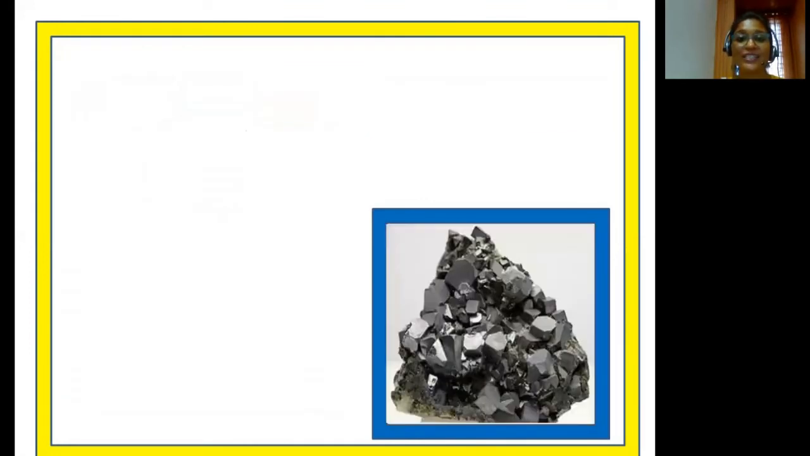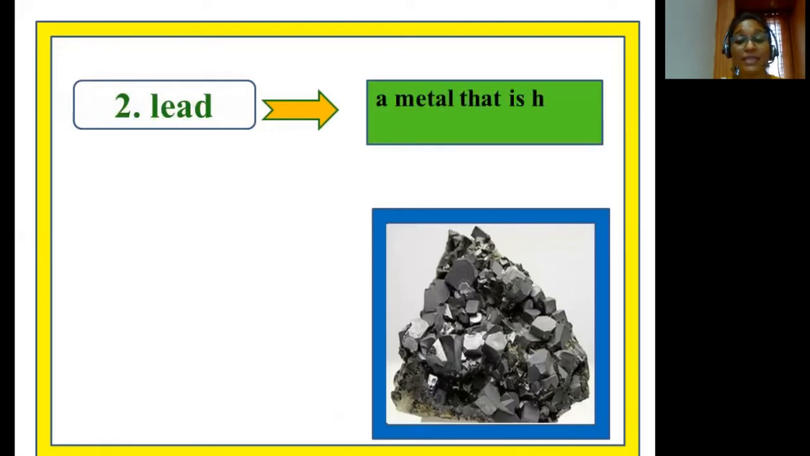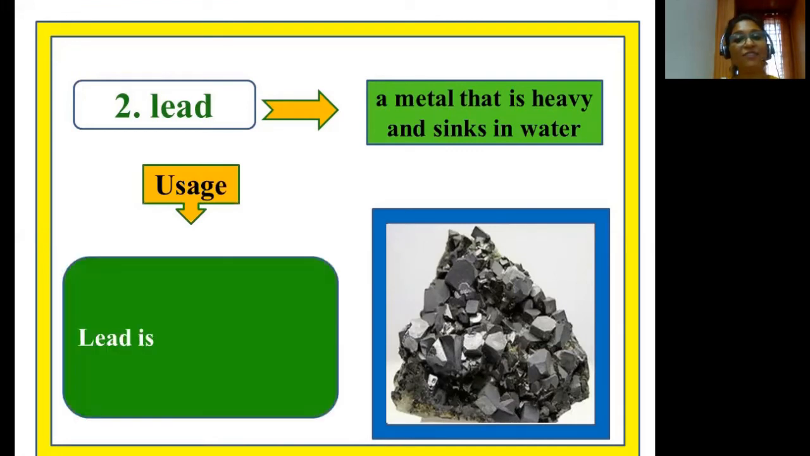Our next new word is lead, and it means a metal that is heavy and sinks in water. Children, on the screen you will find the picture of lead. Using the word lead, I have framed the sentence. Lead is used in pencils. So the dark nib which you find in your pencils is lead. In this poem, lead is used to refer to any metal that is heavy.